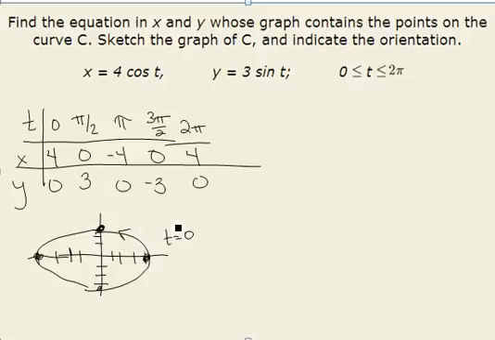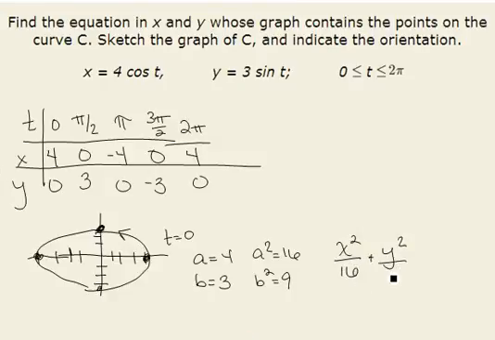We can find the equation for this ellipse by knowing that our horizontal major axis gives us a equal to 4 and b equal to 3, giving us a squared is equal to 16 and b squared is equal to 9. Therefore, our equation should be x squared over 16 plus y squared over 9 equals 1.